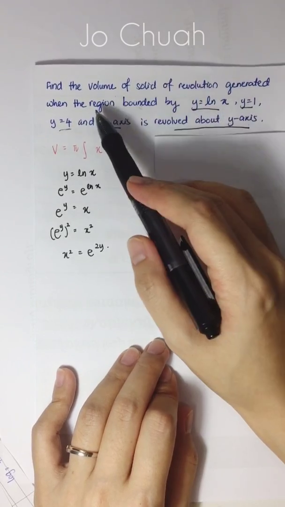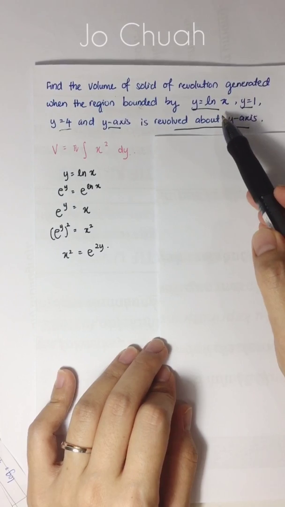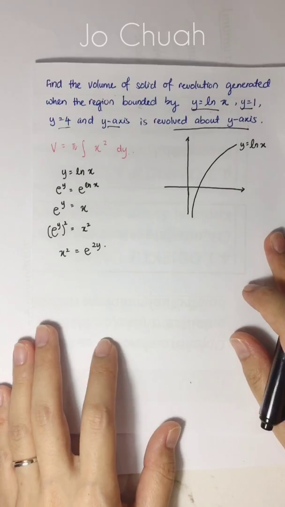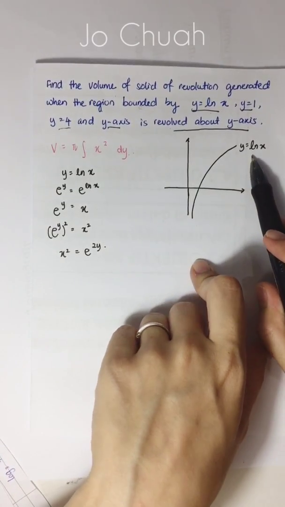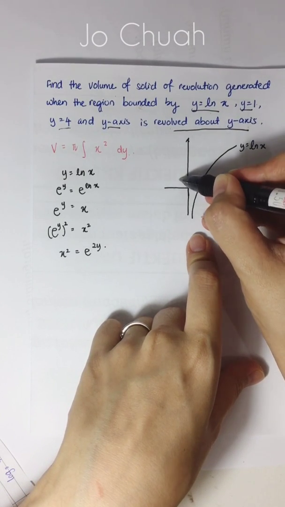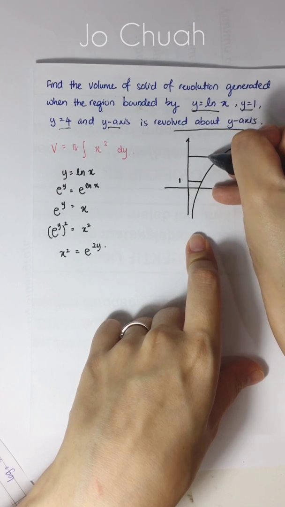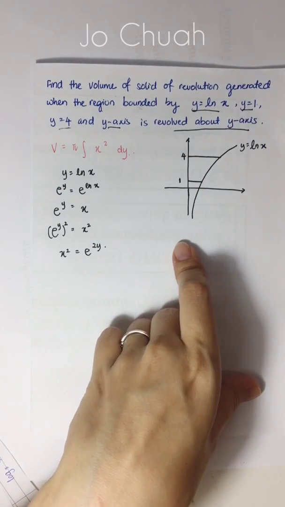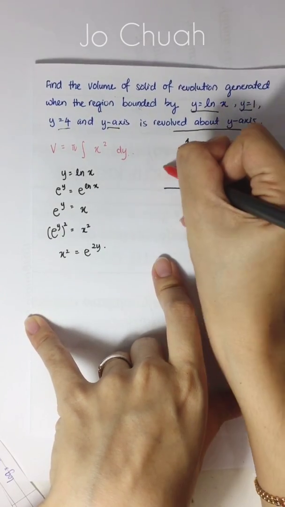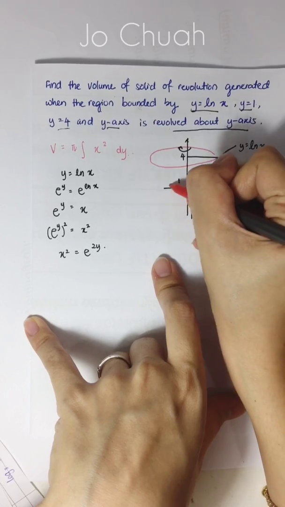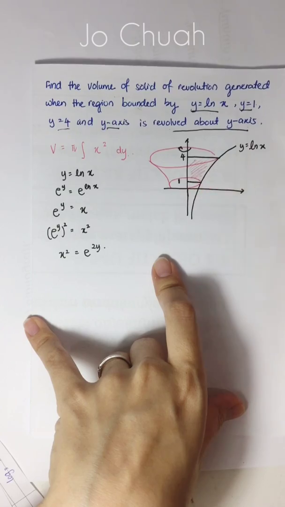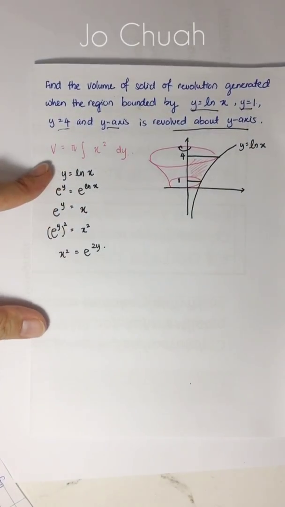But first, how does the region look like? So you must know how to sketch this one. I have sketched it here for you. Right, this is ln x. If you don't know, you better revise about it. y = 1 is going to be roughly here. Right, y = 4 is going to be roughly here. So when you revolve about y-axis, what you're going to have here is it's going to rotate like this, and you have a shape something like this. Yeah, so this is the volume that you're looking for.